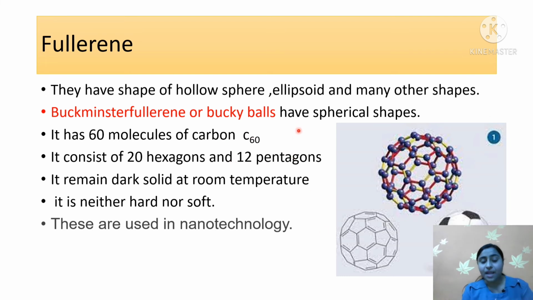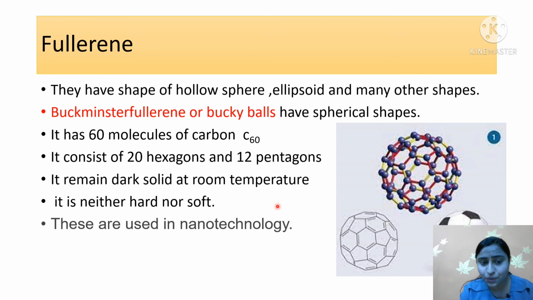Okay students, actually here we can see a football. Now look carefully. This shape is a hexagon and the shape just over it is a pentagon. Same in buckyballs. Our buckyball consists of 20 hexagons and 12 pentagons. They have two types of shapes, hexagons and pentagons. Students, it remains a dark solid at room temperature. And what about its hardness? It is neither hard nor very soft.